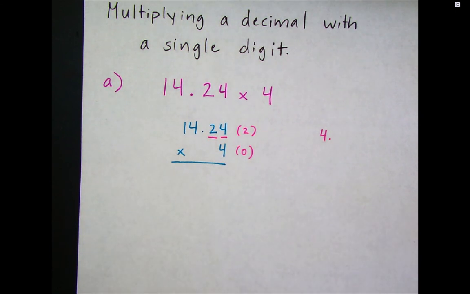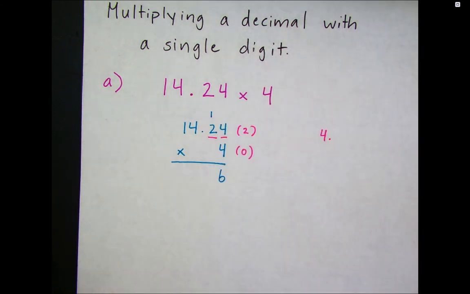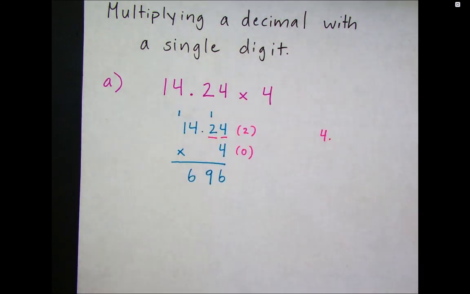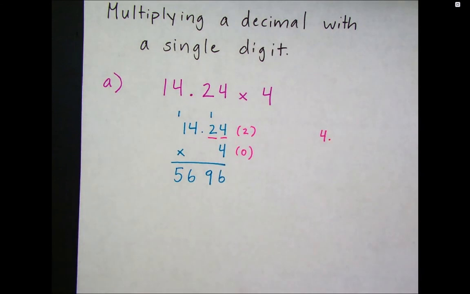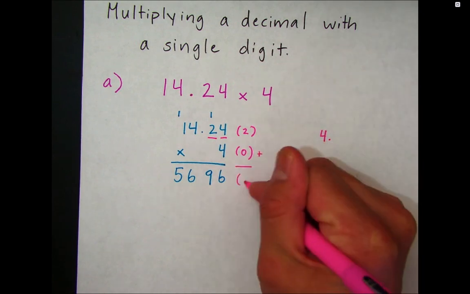Now, let's multiply our single digit to each of the place values, and then we can count up the total number of decimal place values that we have. 4 times 4 is equal to 16. I will carry the 1. 4 times 2 is equal to 8, plus 1 is equal to 9. 4 times 4 is equal to 16, again, and I carry the 1. 4 times 1 is equal to 4, plus 1 is equal to 5. Good. Now I total up the decimal place values that I have. So 2 plus 0 is equal to 2.